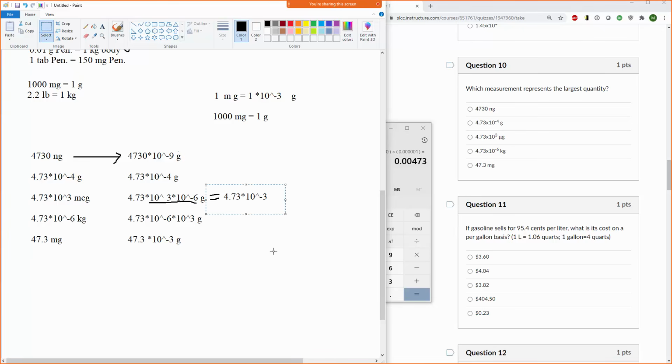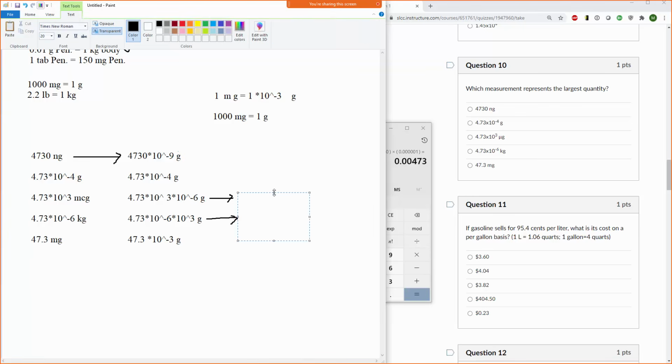Okay, so the first thing we did was we converted everything to grams so that we're comparing apples to apples. But now we don't have everything in the same exponent, so now we need to convert things to the same exponents. And we're going to start by simplifying these two that have more than one exponent. We're just going to add them. And we did this one, 4.73 times 10 raised to the negative 3, because positive 3 plus negative 6 is negative 3.